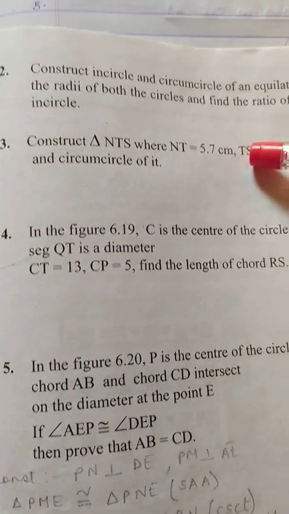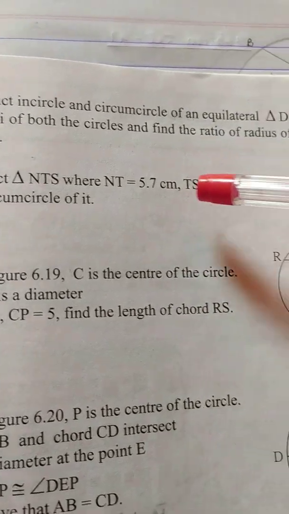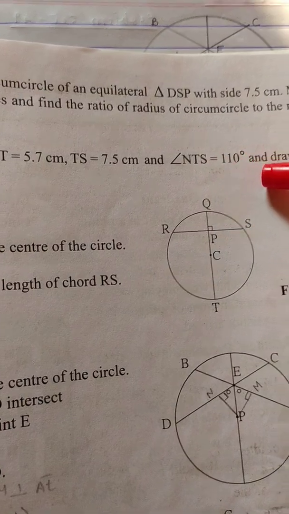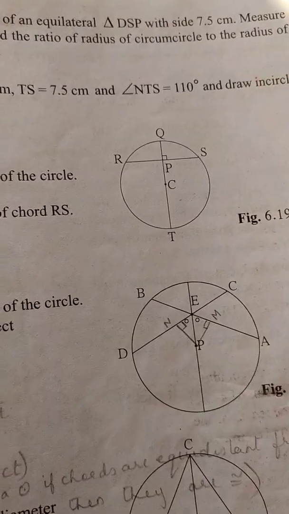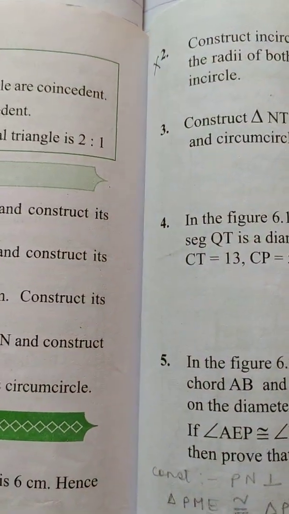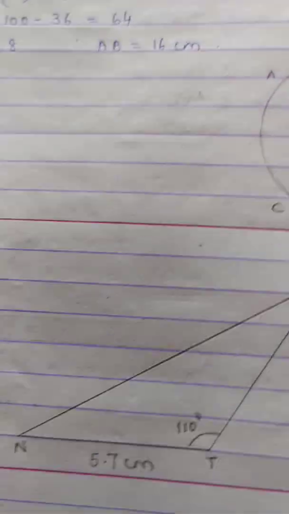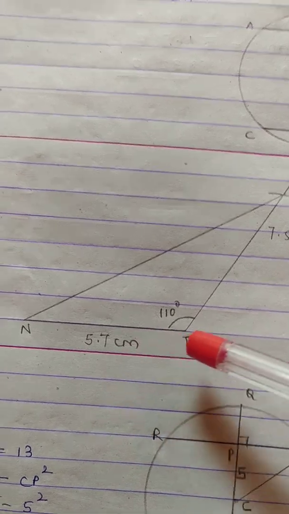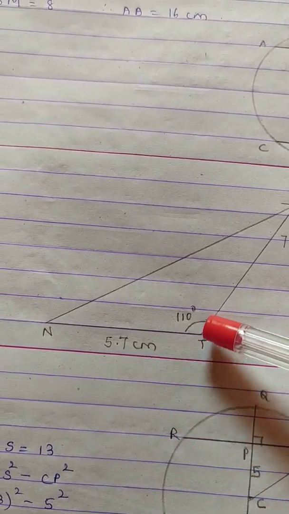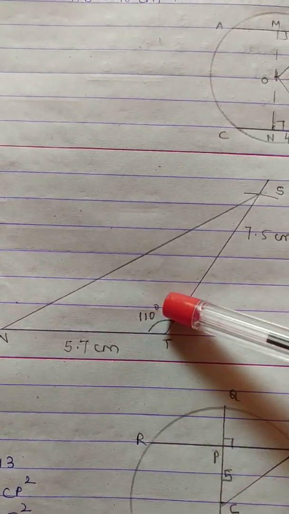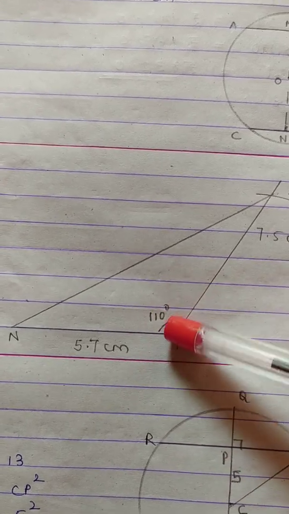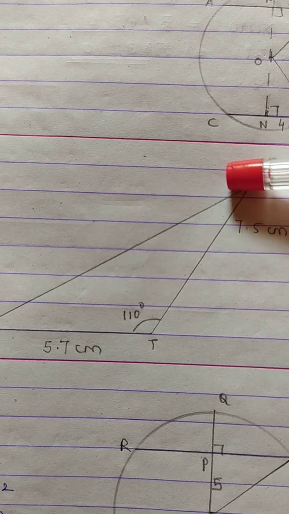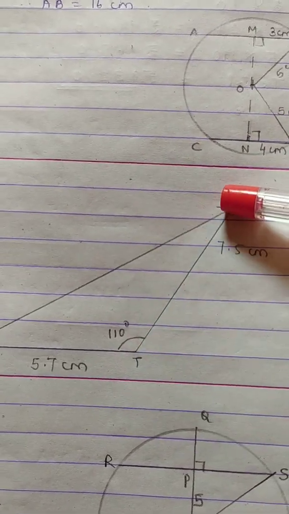Third question, construct triangle NTS where NT equal to 5.7 centimeter, TS is 7.5 centimeter, angle NTS is 110 and draw the incircle and the circumcircle. It's very similar to what we have done. I'll show you the rough figure. So you will draw NT which is 5.7 centimeter. Keeping the protractor at T, you will measure 110 degrees. So 90 is a line which is perpendicular here. So more than 90, 100, 110 will lie somewhere here.